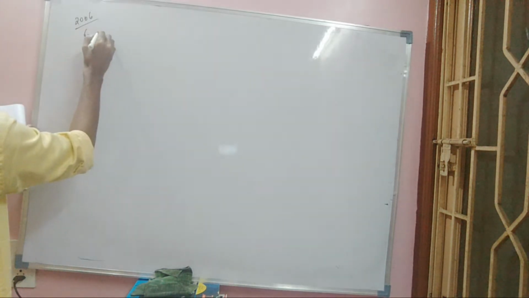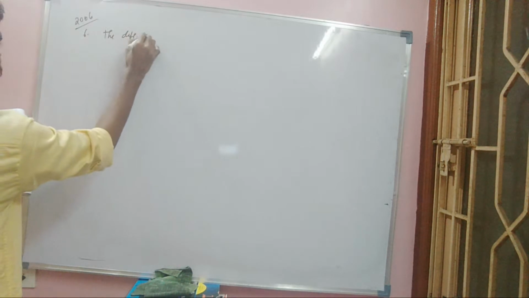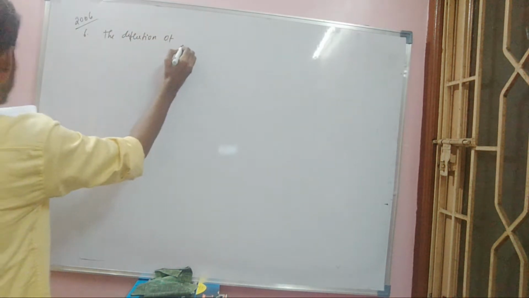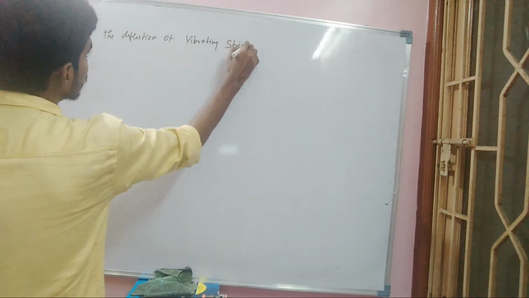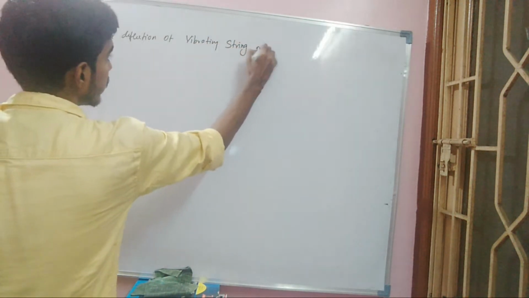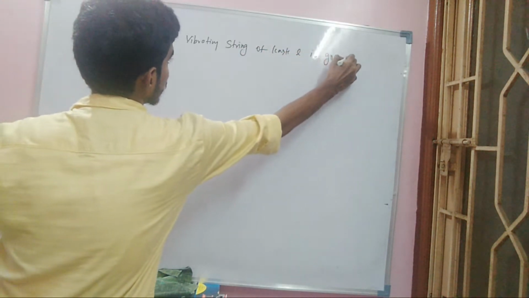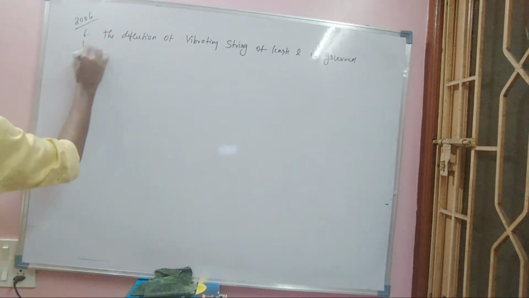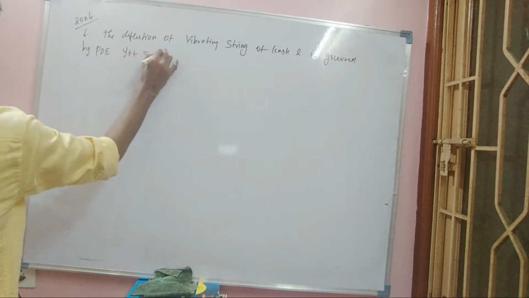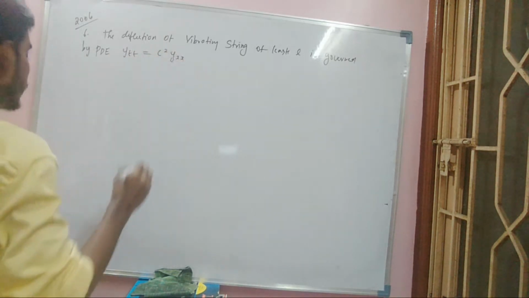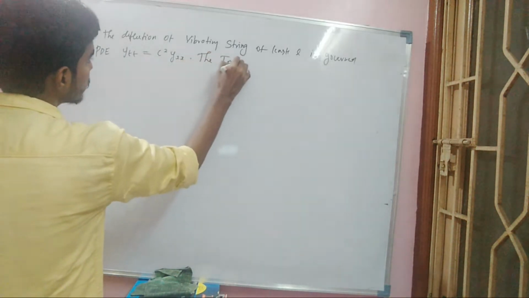The sixth problem: the deflection of the vibrating string of length L is governed by the partial differential equation ytt is equal to c square yxx. They are saying that it is a wave equation. The initial velocity is 0.